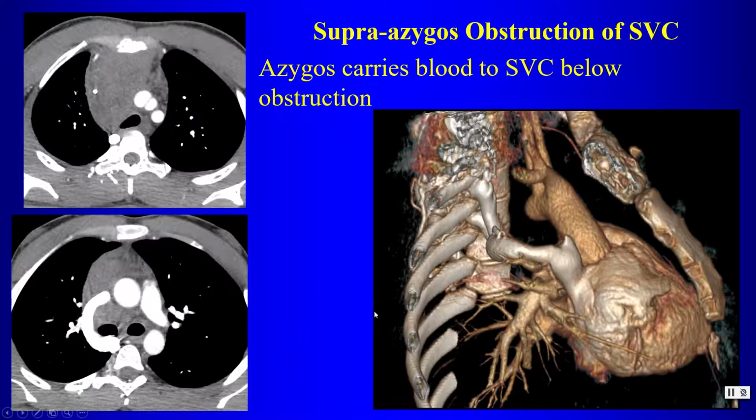Now, it is important when we're thinking of obstruction of the superior vena cava to think of it in two segments. There's the segment above the junction with the azygos vein and the segment below the junction with the azygos vein. If the superior vena cava is obstructed above its junction with the azygos vein, then the azygos vein can keep the superior vena cava below the obstruction patent, as it is carrying blood into the superior vena cava.